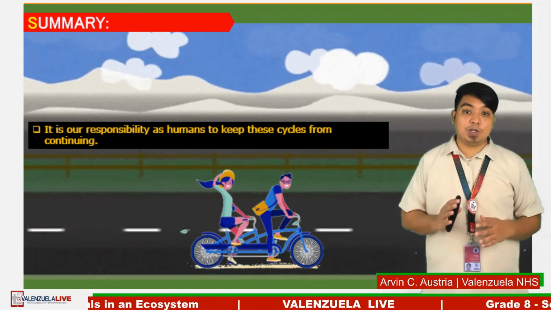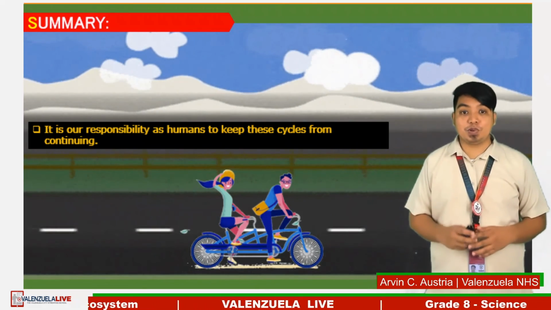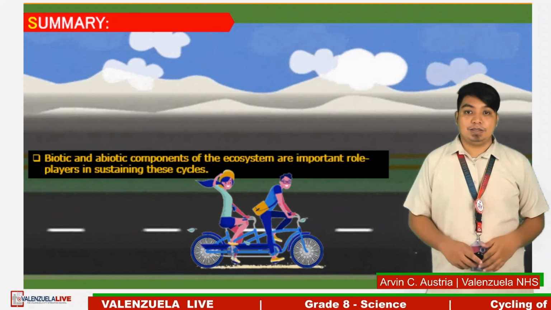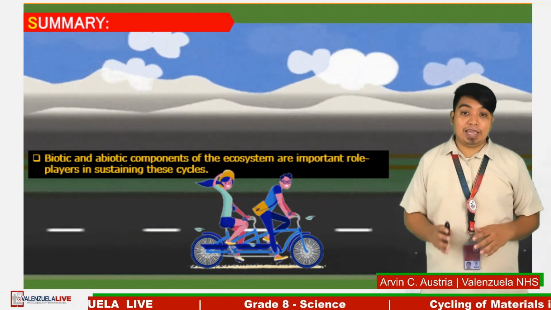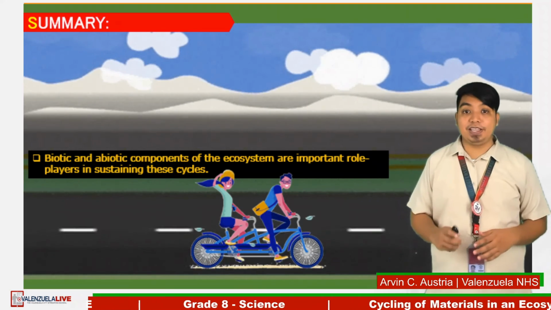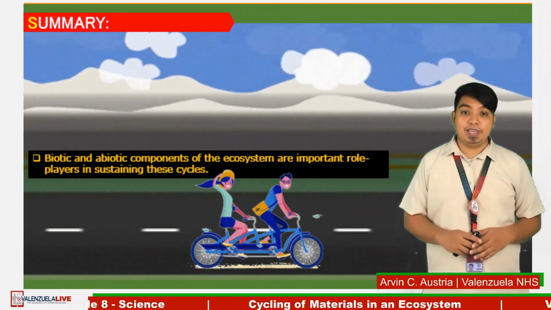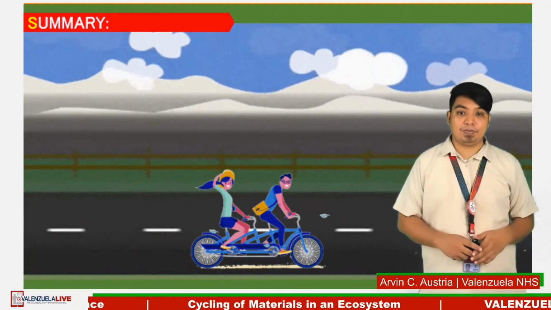It is our responsibility as humans to keep these cycles from continuing. Lastly, biotic and abiotic components in the ecosystem are important role players in sustaining these cycles.